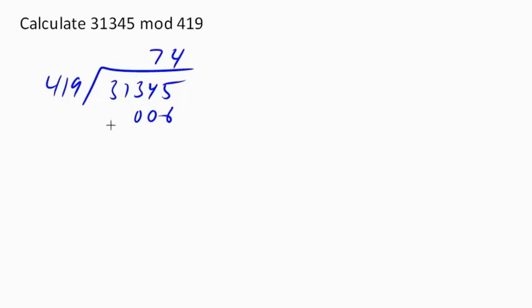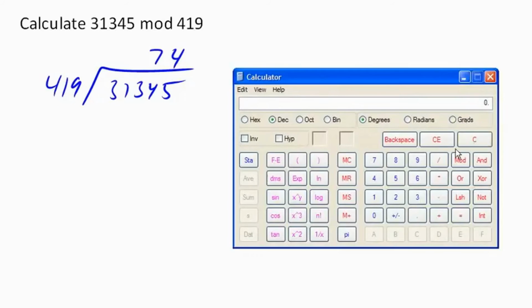If we go back and we find our 31,345 divided by 419 here, which is 74.89. So what we really want is the remainder part. So let's go ahead and subtract 74, and that gives me the 0.89. Now this 0.89 is the fractional remainder. This is the decimal equivalent to some number out of 419. So to figure out what out of 419, we can just multiply this by 419.